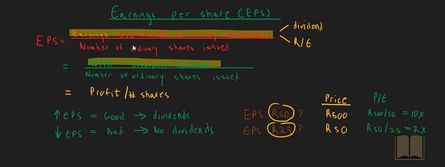So the company that has lower earnings per share of 25 Rand actually represents a better investment, because to get the 25 Rand profit per share, you're only paying double the amount of the profit. Whereas in the first company, in order to get profit per share of 50 Rand, you are paying 10 times that amount of profit in order to buy this share. So this obviously does not represent a good investment in relation to the second company.